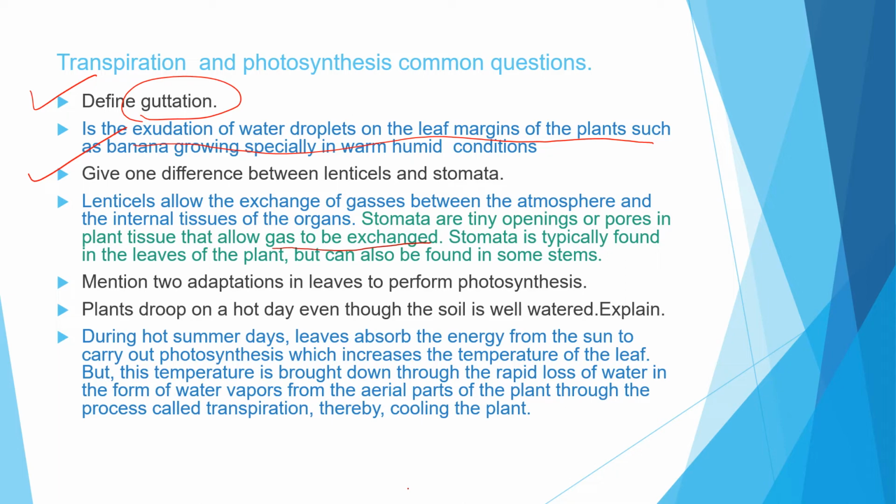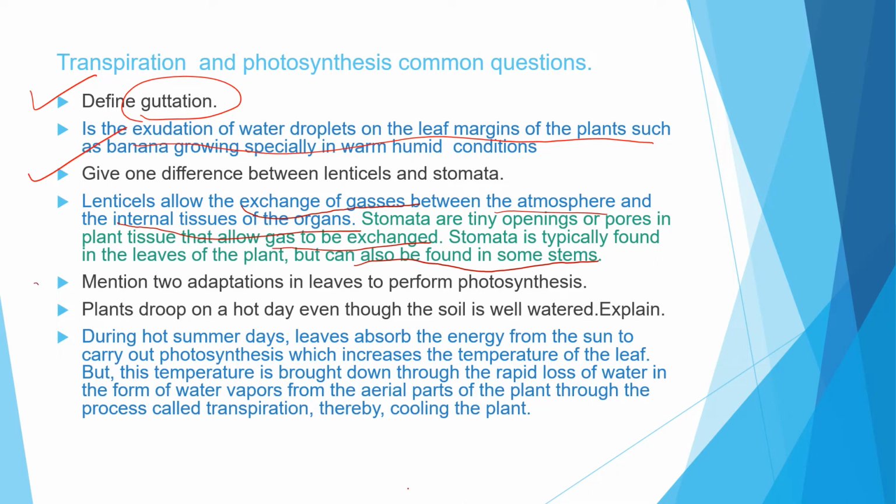Now stomata are typically found in leaves of a plant, but can also be found in some stems. And lenticels, so here the difference is that lenticels cause the exchange of gases between the atmosphere and the internal tissues of certain organs, whereas stomata are tiny openings or pores which cause the gaseous exchange between the plant tissue and the environment. Now they are found in leaves as well as in some stems also.